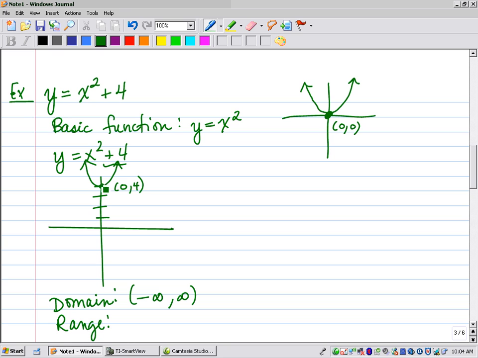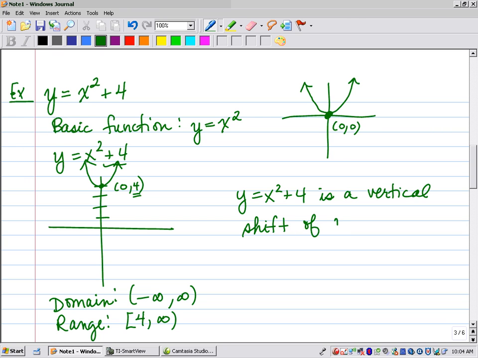So the range in this, remember, is our bottommost point. What did somebody say? 0 to infinity? No, remember that range is the y values. So we would have to start from 4 to infinity. Always describe your y values in the range. Okay, so we would say that y is equal to x squared plus 4 is a vertical shift of y is equal to x squared by 4 units upward.